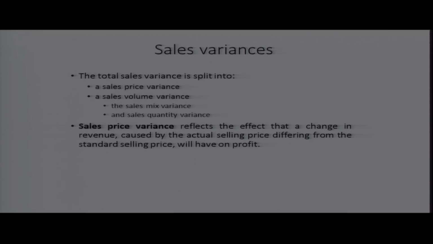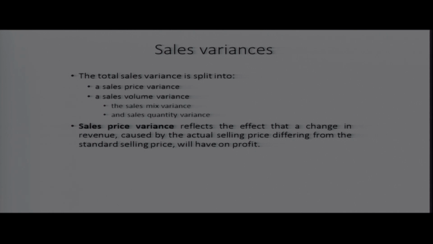The total sales variance is split into two, where we're going to have our sales price variance and the sales volume variance. The sales volume variance can also be split further into the sales mix variance and the sales quantity variance. The sales mix variance and the sales quantity variance will be similar to the material mix and the material quantity.